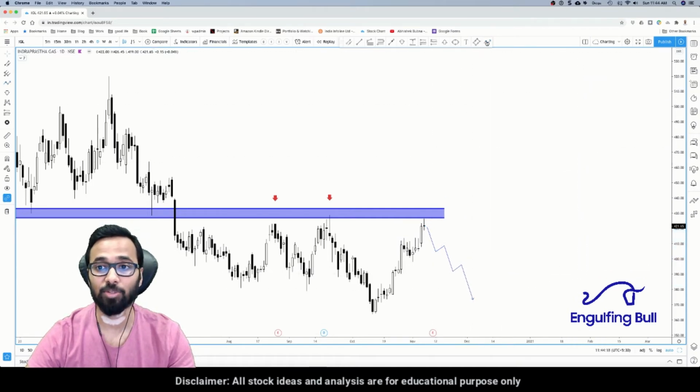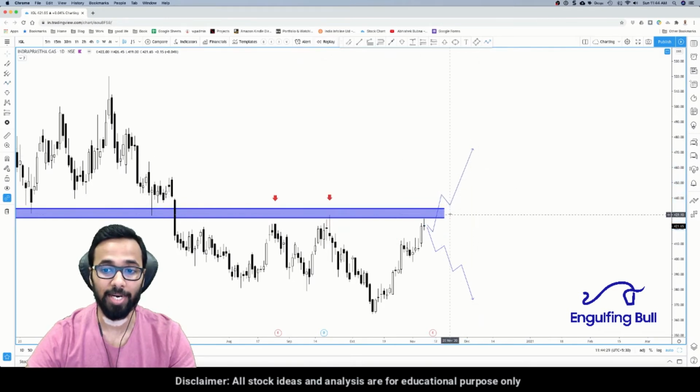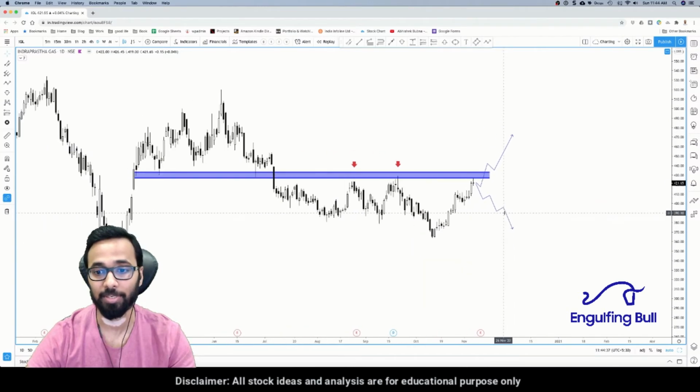The second scenario is if the prices somehow come here and then break on the upside. This is where you'd like to enter, on this retest here, or if there's a follow through. I would really wait for a retest because it gives wonderful opportunities to trade on the upside.